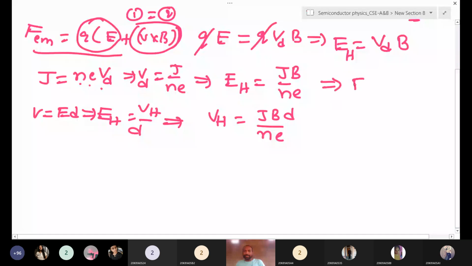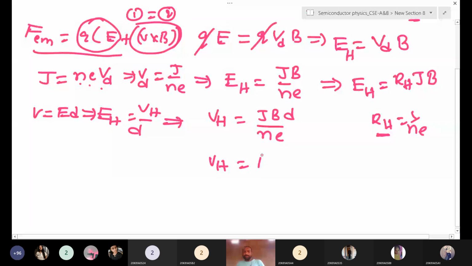EH is equal to RH into JB. Here RH is equal to 1 by NE. This is RH, the Hall coefficient. So here also you can write the same thing: replace 1 by E with RH. This is the Hall coefficient times JB into D. This is also the Hall voltage.